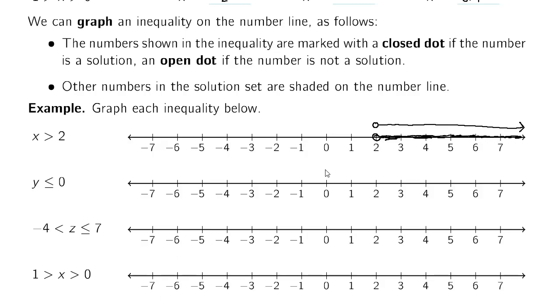Y is less than or equal to 0. So I'll put in a filled dot at 0, and then I'll shade all the numbers that are less than that.